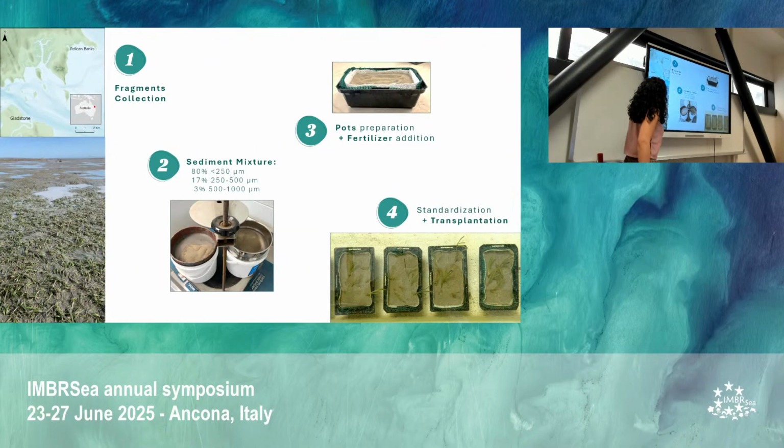So first of all, I collected my fragments in a seagrass meadow, which is called Pelican Beds. It's off the coast of Gladstone on the east coast of Australia. I prepared a sediment mixture by sieving sediment, and I also prepared the pots by adding the substrate and the fertilizer individually to each pot. Before transplantation, I standardized my fragments by removing any brown leaves and also by cutting the rhizome after the 4th shoot, in order for each plant to start with 4 shoots.